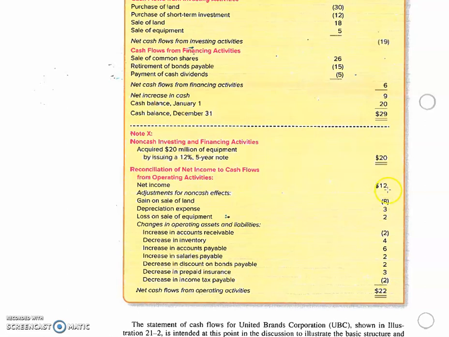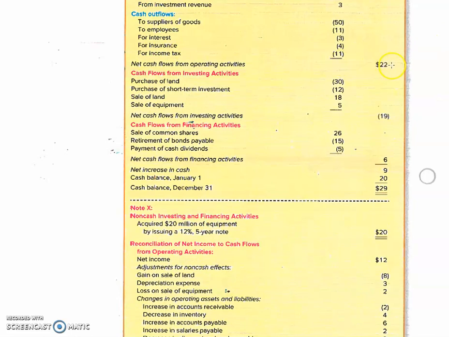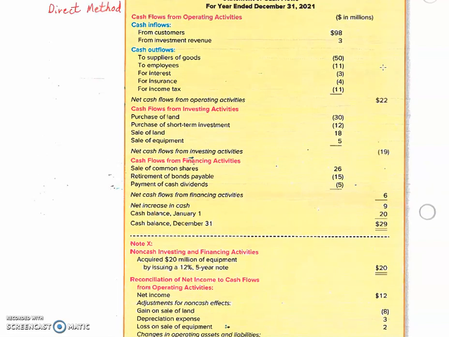So we take net income here, we add the pluses, we subtract the minuses, and that's where we get to the $22 million in net cash flow from operating activities, which you will notice is the same as we showed up here under the direct method, $22 million in net cash flow from operating activities. Doesn't matter which method you use, you get the same amount. It's just how you get it is a little different, and the information it provides is a little bit different.